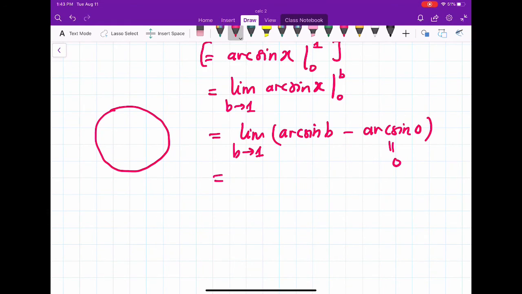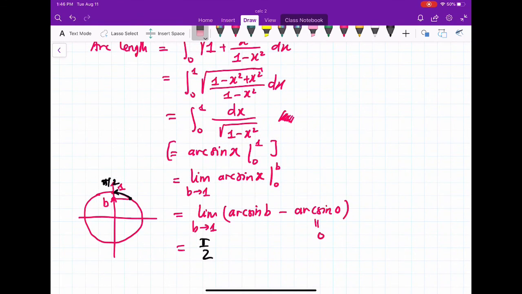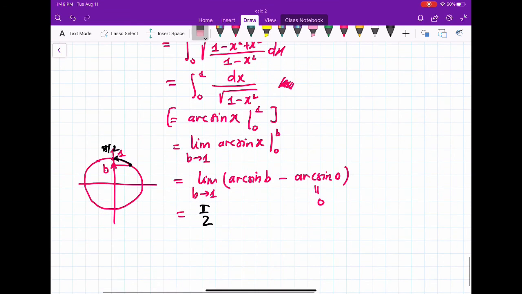Look at this. So you have, here is the sine axis. b approaches 1 means the function value approaches 1. So when b is right here, b approaching 1 means right here, so that means the angle is approaching just pi over 2. So that is pi over 2. So see, 1/4 of the circumference is pi over 2. So the circumference should be 4 times pi over 2, right? And that is just 2 pi.